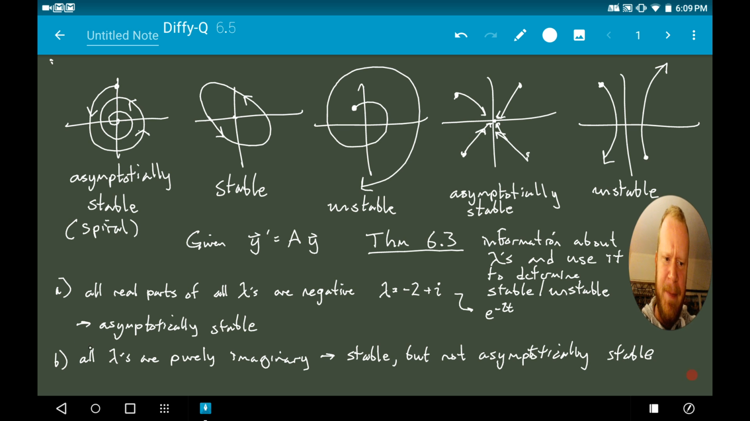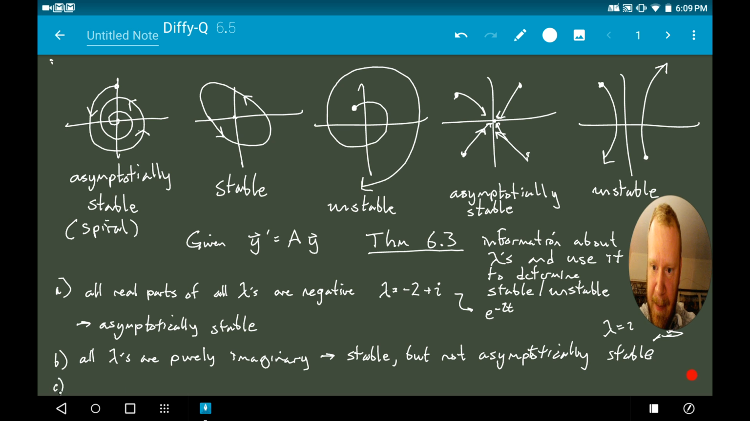And that's kind of this situation. So if you have, for example, something that looks like, let's say lambda equals i. Right, so if lambda equals i, then your solution is going to look something like sine and cosine. So that's just going to be this situation where you're just kind of using polar coordinates to navigate around in a circle.